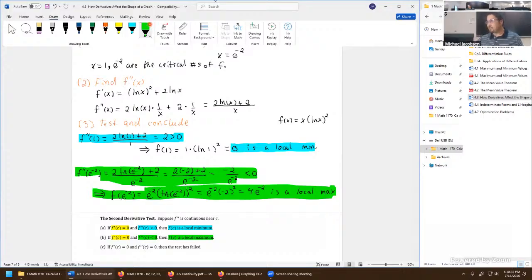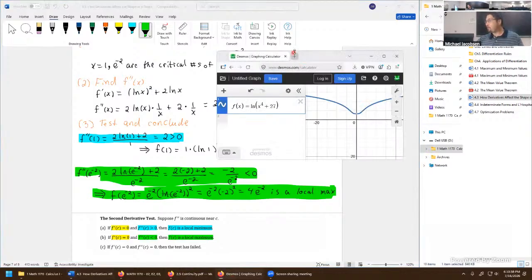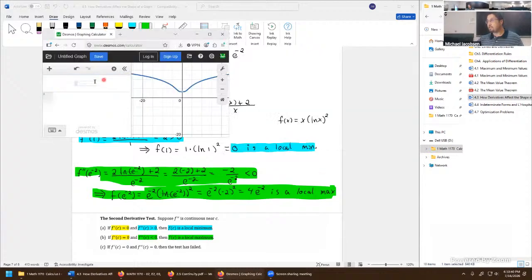And that's the complete analysis of finding minimums and maximums through the second derivative test. It does save some time. The function was just a little bit more complicated, x natural log x squared, versus our example 1 problem, which was just a polynomial. Now, if we double check our work on this, let's see how this works out.